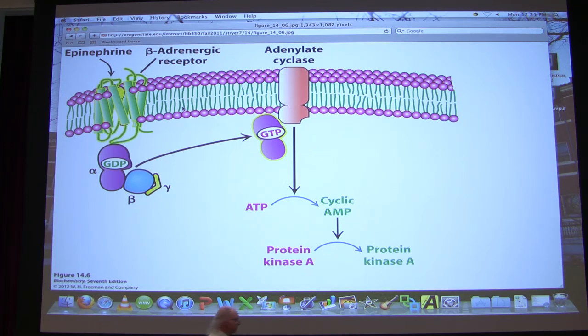When the alpha subunit of the G protein binds to adenylate cyclase, we see that adenylate cyclase catalyzes the formation of cyclic AMP from ATP. ATP is converted into cyclic AMP. Now, we've seen several steps happening in this process. Binding of the hormone, alteration of the interaction with the G protein, replacement of the GDP on the G protein with GTP, the interaction of the GTP-bound alpha subunit with adenylate cyclase, and now adenylate cyclase is activated to make cyclic AMP.